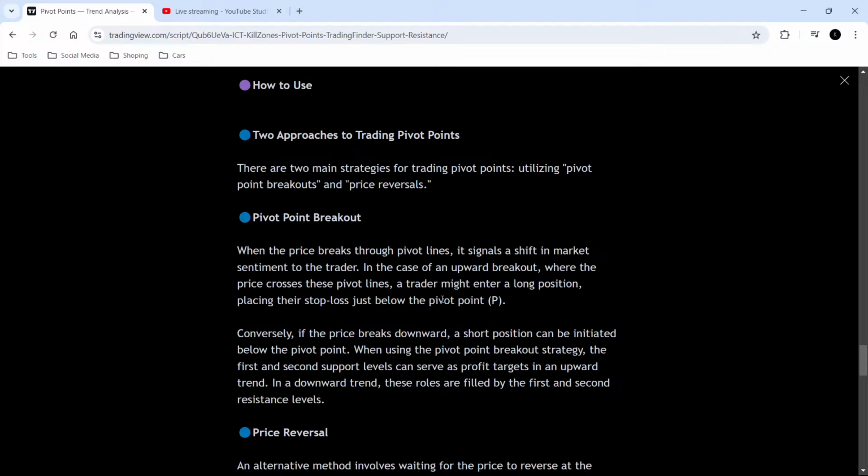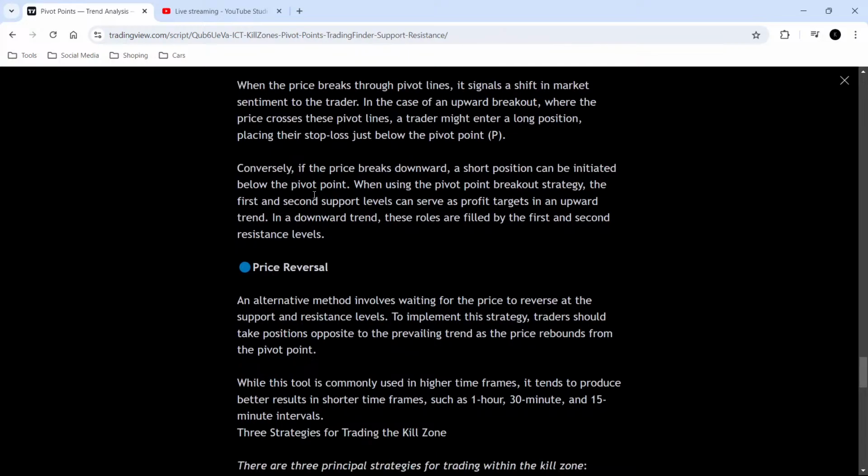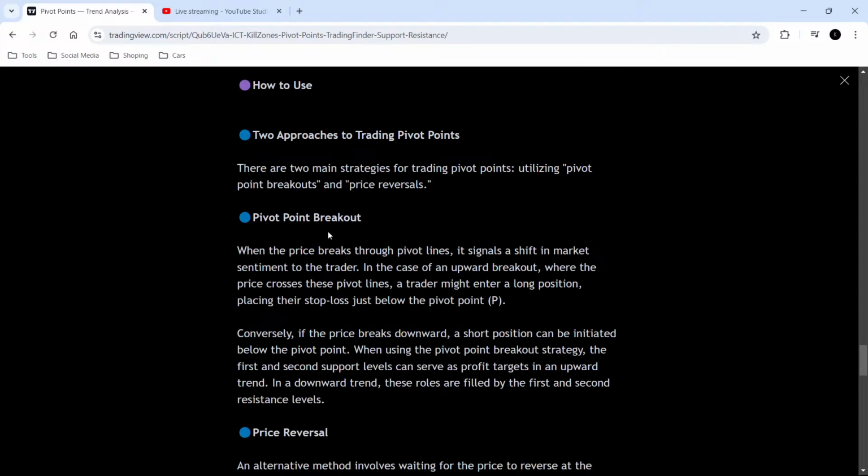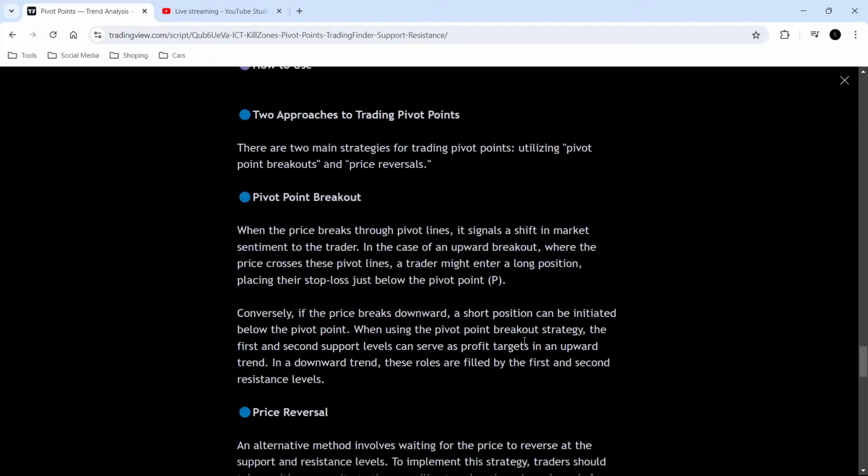When the price breaks through, I will actually have to test this one out. Conversely, if the price breaks downward, a short position can be initiated below the pivot point. I don't think this is a good breakout strategy, honestly, because it sounds very weird. When using the pivot point breakout strategy, the first and second support levels can serve as profit targets in an upward trend. In a downtrend, these roles are filled by the first and second resistance levels.